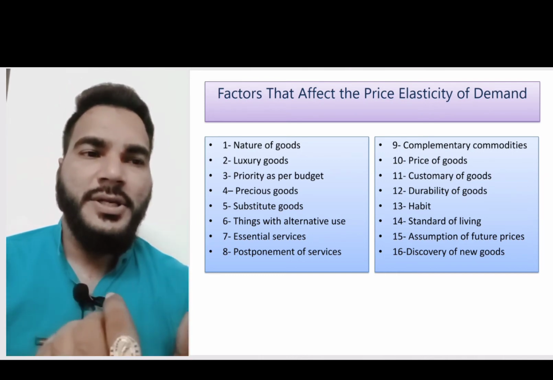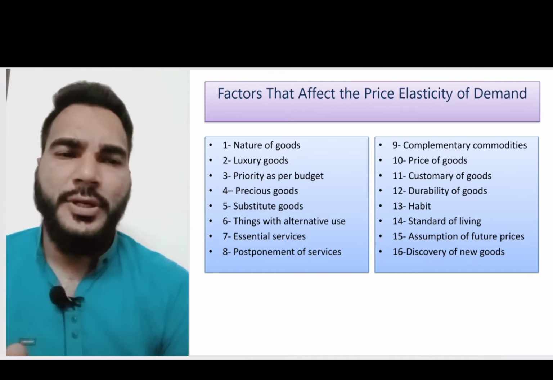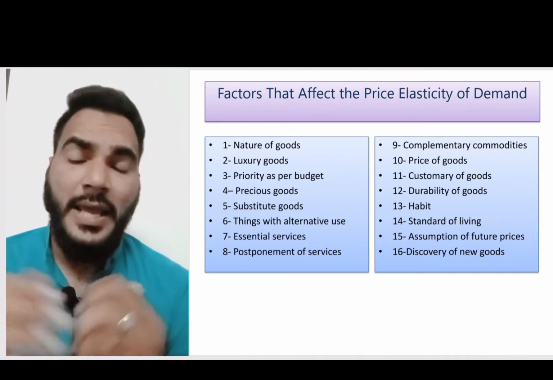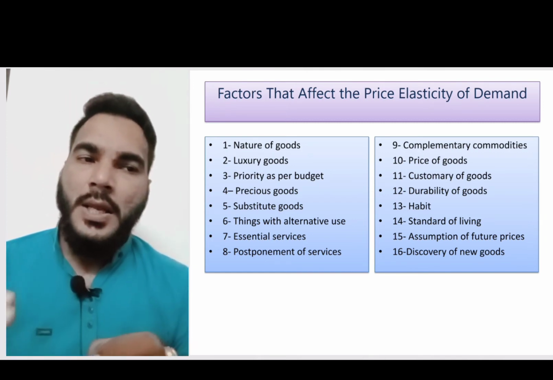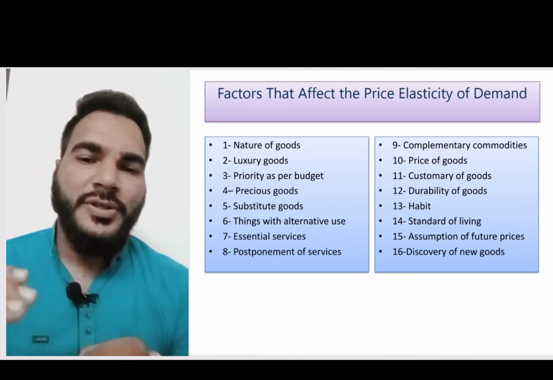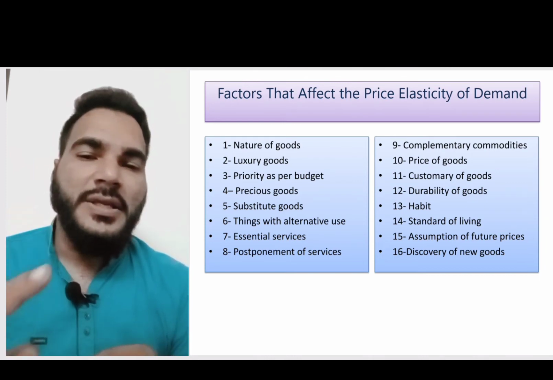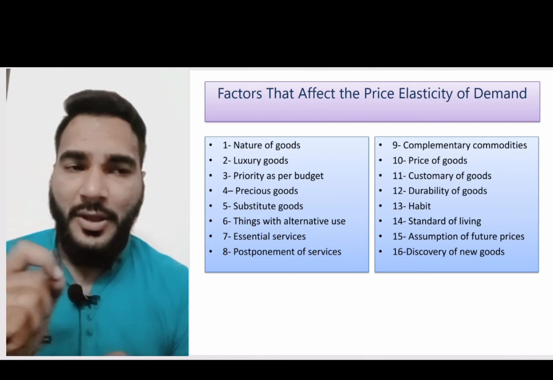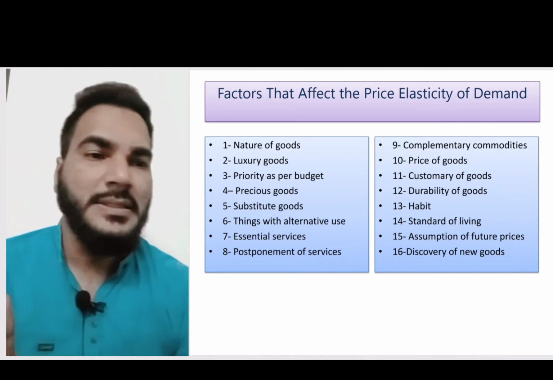Then we have priority as per the budget. Now let's take an example. As we all know, we have unlimited wants with limited income. So what we can do is make a priority of the things which we need. In the same way, if things are very essential, very important, we fulfill that demand on a priority basis. So that's also a reason that actually affects the price elasticity of demand.